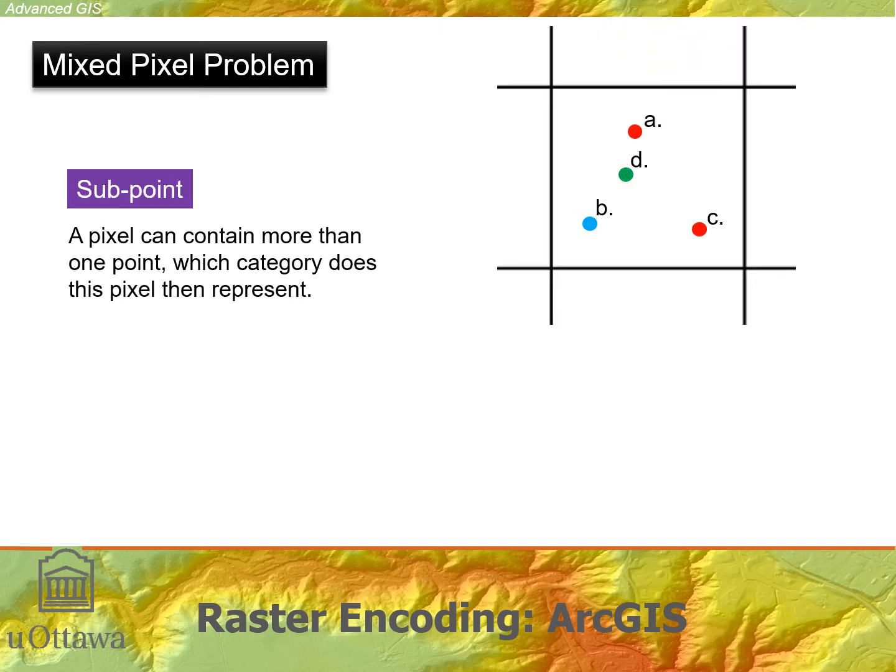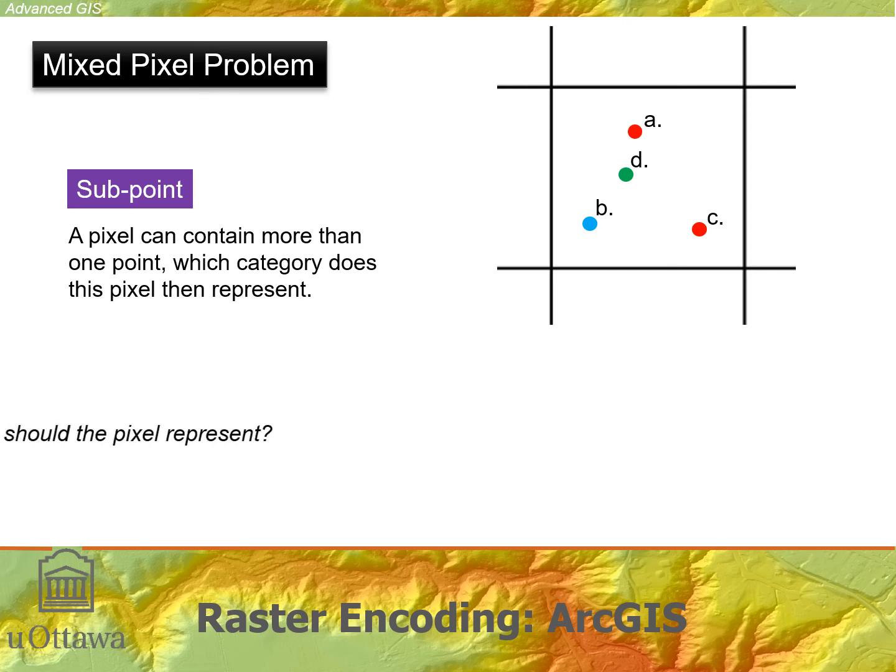We also have the subpoint issue. A pixel can contain more than one point. Here we have A and C with category red, or label red, or attribute red, D with green, and B with blue. These are discrete point objects within a raster cell, and we want to represent the single cell as one of these. We can't have a cell with all attributes belonging to it.